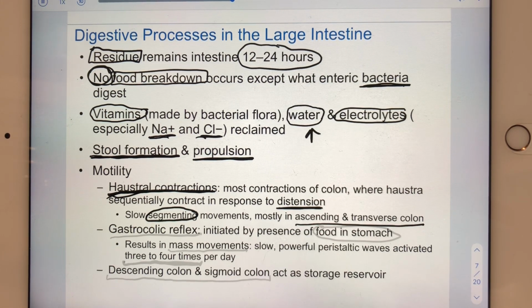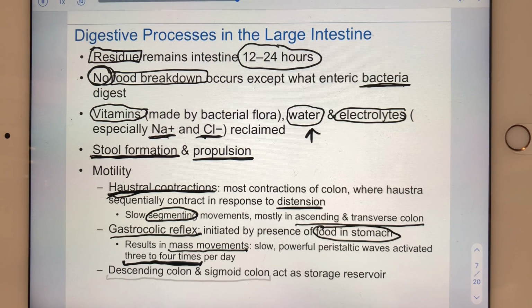Now, when there's food in the stomach, that actually also acts as a stimulus and initiates what's called the gastrocolic reflex. When food arrives in the stomach and the stomach becomes distended, then our large intestine will experience what's called a mass movement, which are slow but very powerful waves of peristalsis that we typically experience 3 or 4 times a day. So you may notice that after a meal, or even sometimes during a meal, that's when you have the urge to pass a stool, and that's why.